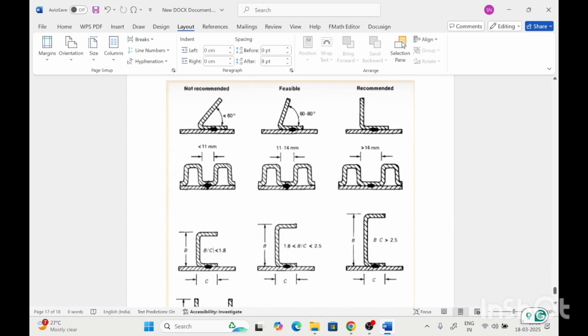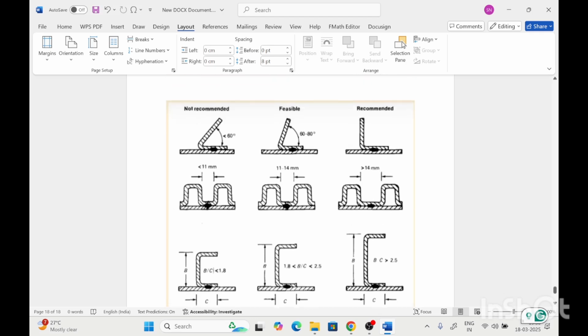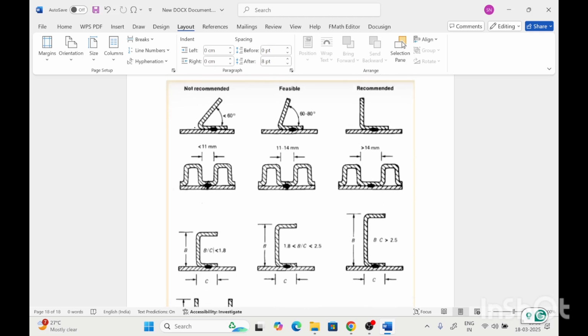And the next is the different welding configurations that are required for resistance spot welding. So with this case, an angle less than 60 degrees is not recommended. A 60 to 80 degree angle between this plate and this joint is feasible, but the recommended joint geometry is a 90-degree angle.